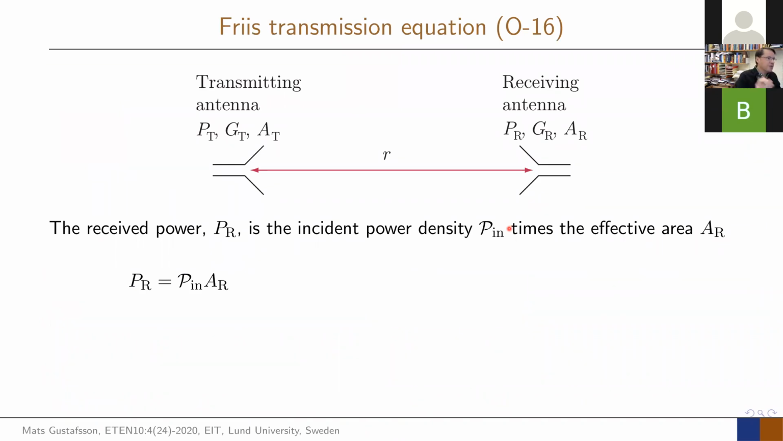So of course, the Friis transmission equation is really basic to say how much power is transmitted from one antenna to another antenna. So you have here one antenna with some quantities: the transmitted power, the gain of the transmitter, and the effective area of the transmitter. And in the receiver, you have the same parameters for the receiver, and then you have a distance between them. And then you can derive this Friis transmission equation.